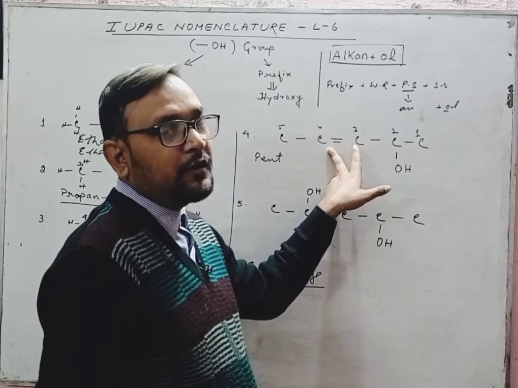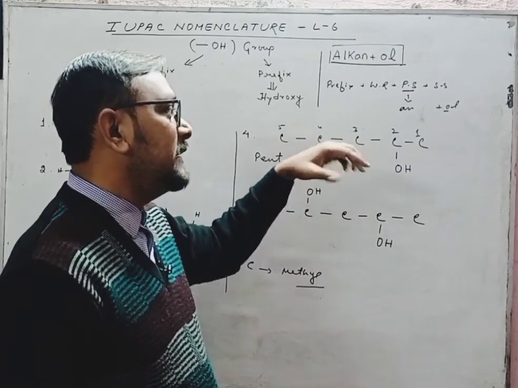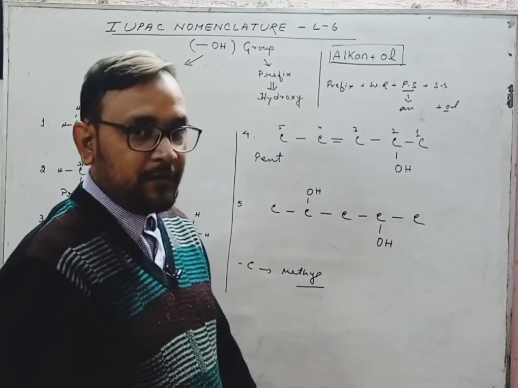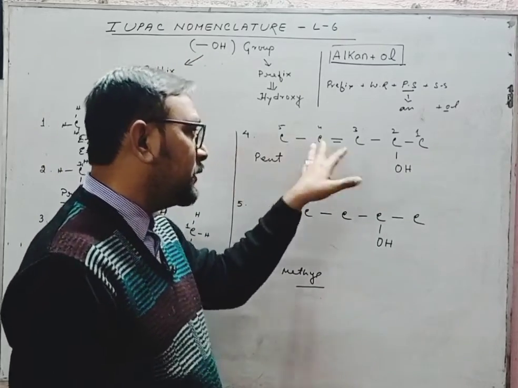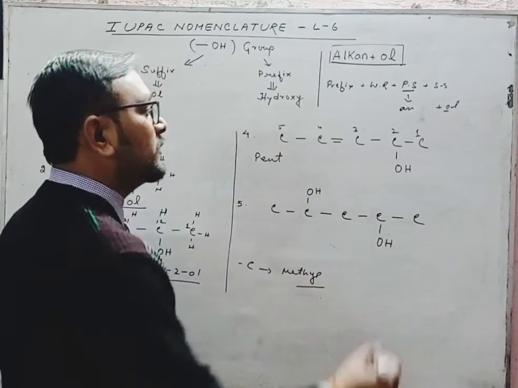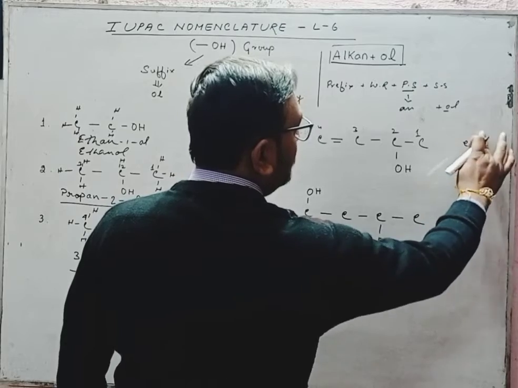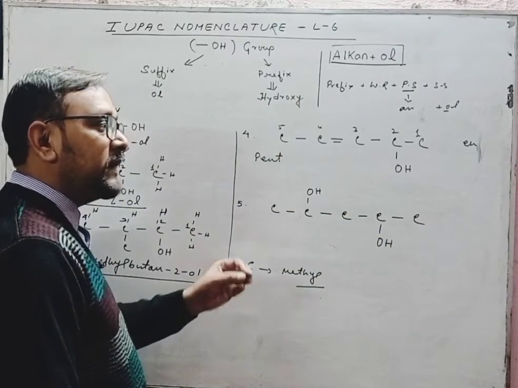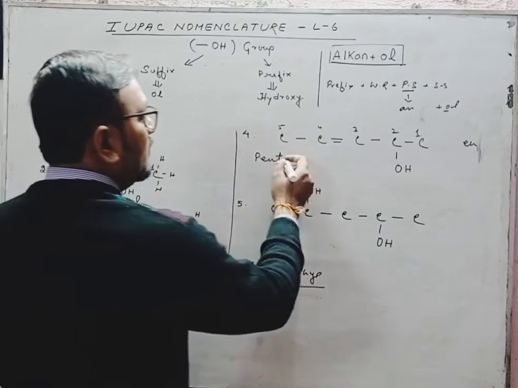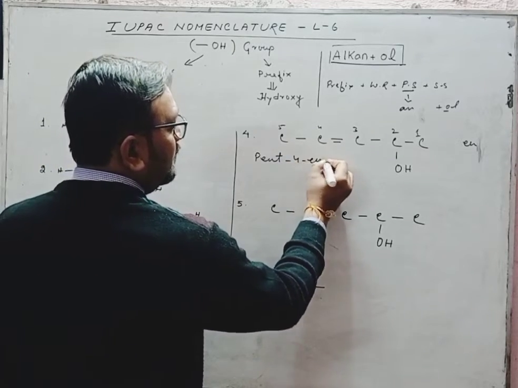Now what is this? En. We cannot use ane, because ane we give for a single bond, that is for the saturated. But this is unsaturated, see, a double bond is given. So instead of ane we will use ene, but we will drop that e again. Understood? Instead of writing ene we will write en. So what is the position? 4th position. Pent-4-en.